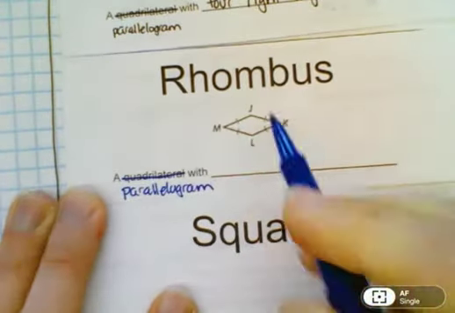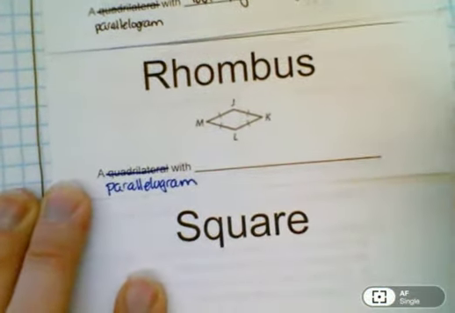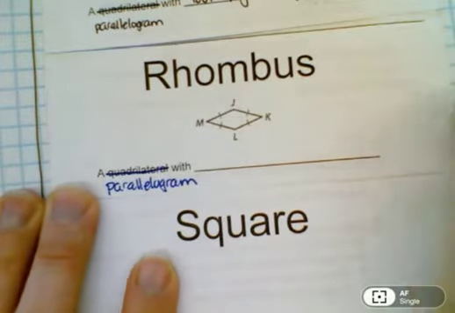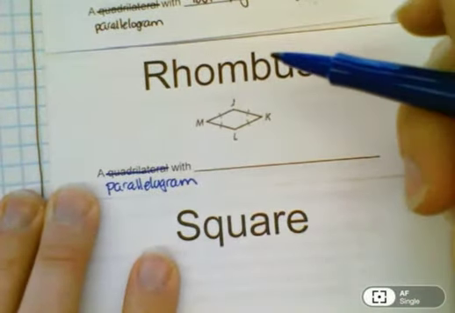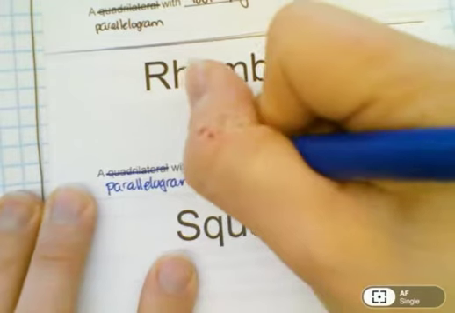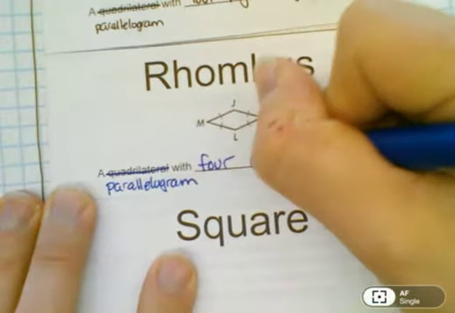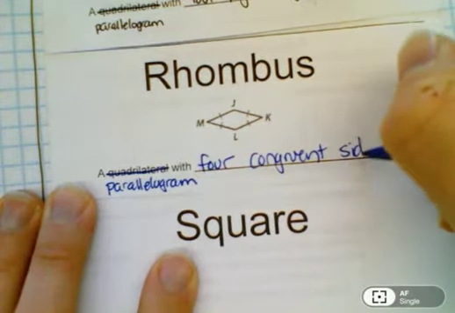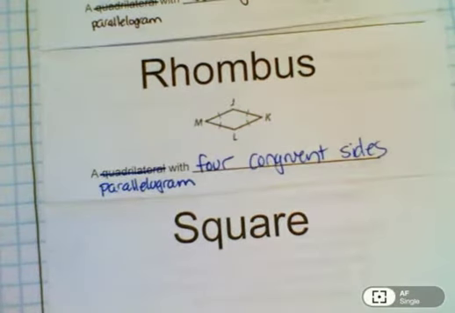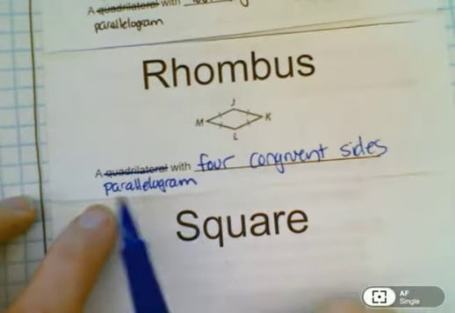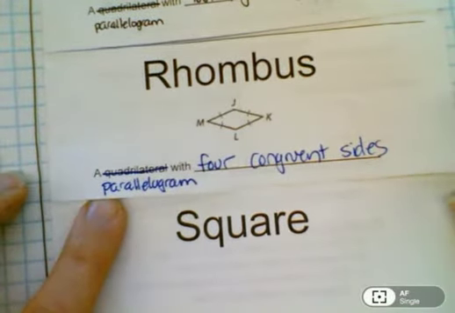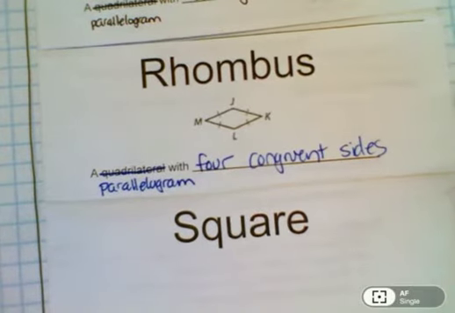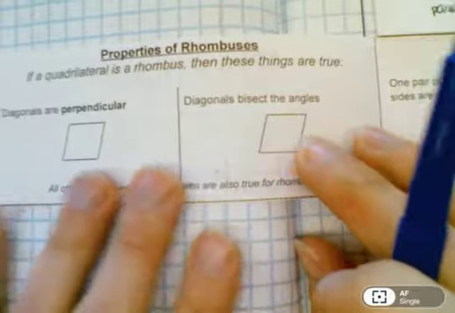So we're starting with the understanding that we're dealing with a parallelogram. A rhombus is simply a parallelogram where all 4 sides are equal in length. So we're going to write 4 congruent sides. And it makes a diamond shape when all 4 sides are the same and when you're starting with a parallelogram. So rhombus is a parallelogram with 4 congruent sides. So let's go ahead and talk about the properties and the conditions of a rhombus.